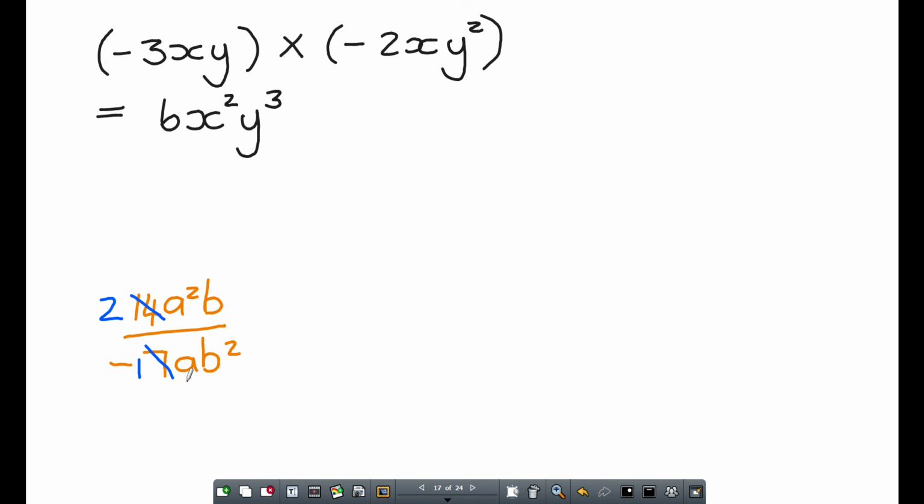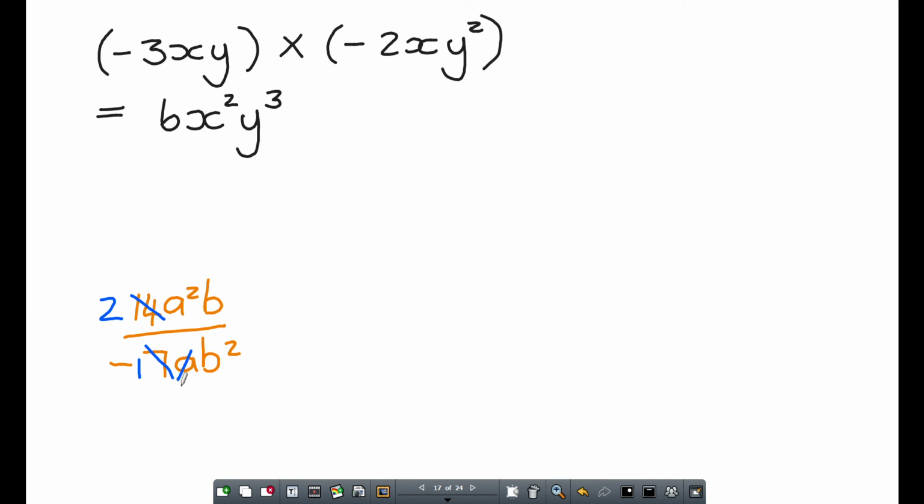Now, which one can I take? I can't take a squared because at the top, yes, I could take a squared. Can I take a squared at the bottom? No, I've got too little. So whenever you have something like this, you always take the one with the lowest exponent. Okay, so that means I can only take a.